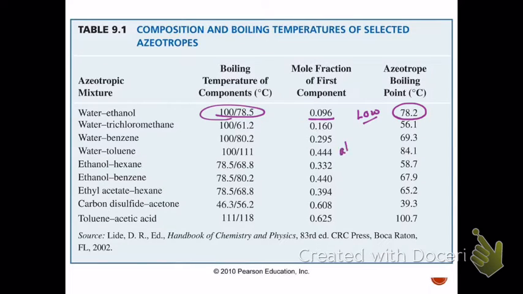All of the substances in this particular table are low boiling azeotropes. You can see in all cases the boiling points listed are lower than the boiling points of either of the pure substances. So these are all low boiling azeotropes here listed in this particular table.